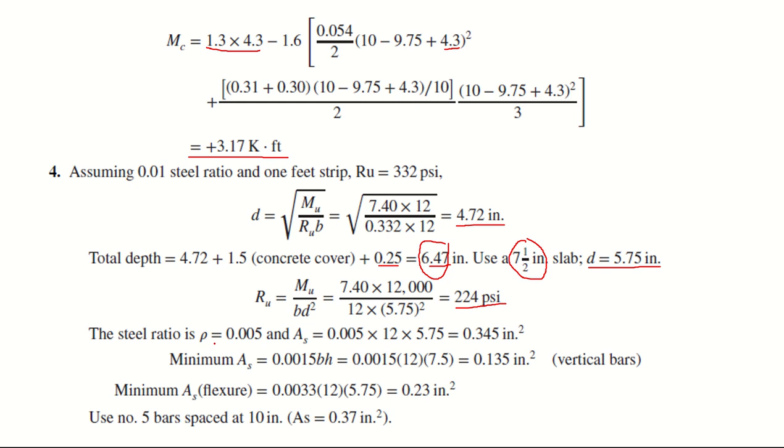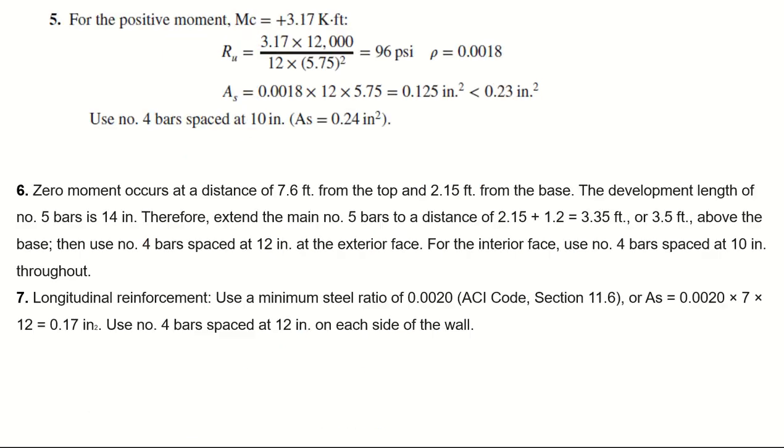The steel ratio will be 0.005, and on the basis of that, the area of steel will be 0.345 square inches. Now we have to check whether it is greater than the minimum reinforcement or not. The minimum area of steel is equal to 0.0015 bh, which comes out to be 0.135, and the minimum reinforcement for flexure is 0.0033, which is 0.23. So our steel is greater than both of them, so we will use this value, and using number 5 bars spaced at 10 inches will give us an area of steel of 0.37 square inches, and our design is good.